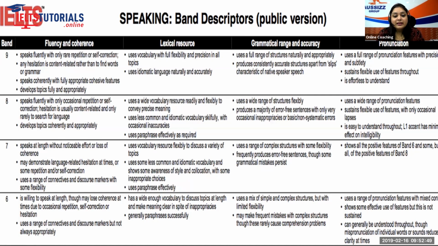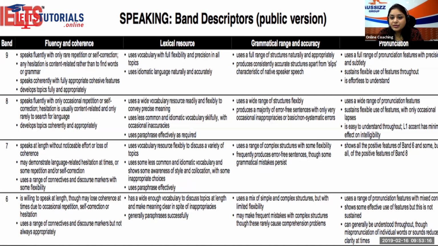Then, grammatical range. Grammatical range means you need to add a wide range of structures. Last time also I discussed with you that if you are adding simple and complex sentences only, then you'll be getting 6 bands. If you're adding simple sentences, complex sentences, compound sentences, passive voice, with a little bit of grammar mistakes, you'll be getting 7. But if you are adding the sentences error-free, you'll be getting 8.